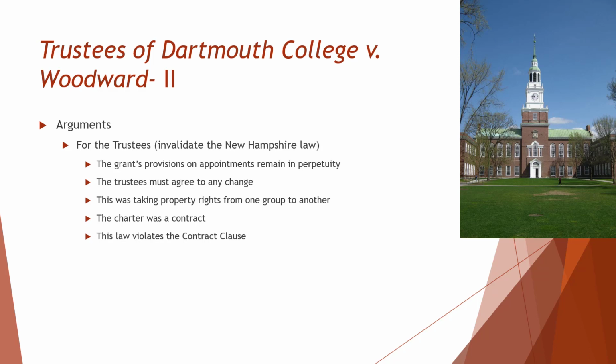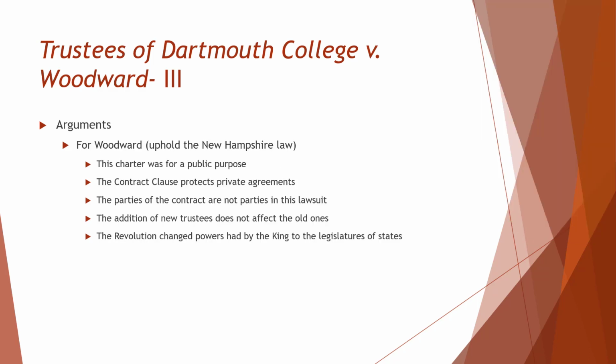So what you have here is that you're basically taking property rights from one group to another, the old Dartmouth Corporation to a new one, the Dartmouth University Corporation. And what this has the effect of doing is violating the contract clause, so an impairment of contracts. What they're saying here is that this original charter from King George III is a contract, and essentially you're trying to undo the contract.